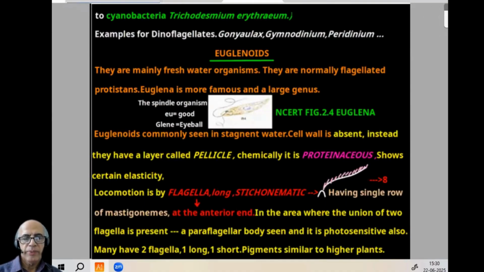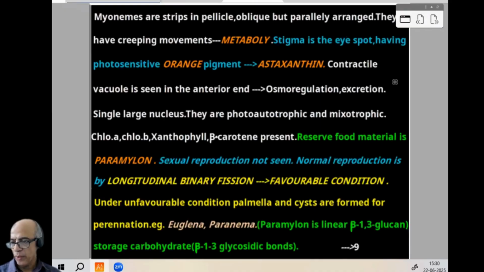Then euglenoids, how the name came. Then features, no cell wall. There is a covering called pellicle, proteinaceous. Then flagella, their features. Then we can find myonemes connected with the metabolic movement. Then orange pigment astaxanthin. Reserve food is paramylon. And chemically what paramylon is, we will be observing. Lastly, longitudinal binary fission, favorable condition, unfavorable condition, palmella cyst. Example Euglena, Paranema, then paramylon beta 1,3 glucan.